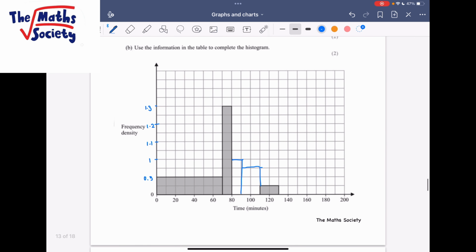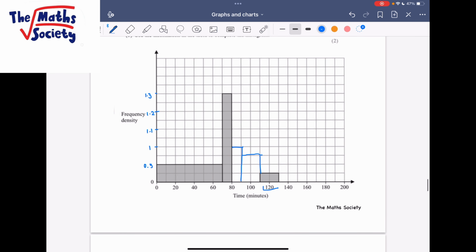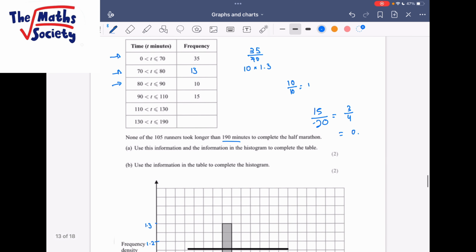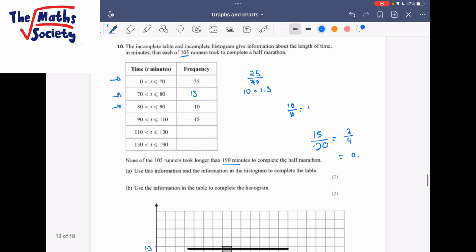And we have 110 to 130. So here they've given the frequency density for 110 to 130, which should be 0.25. So that will be multiplied with 20. So that gives you 5.